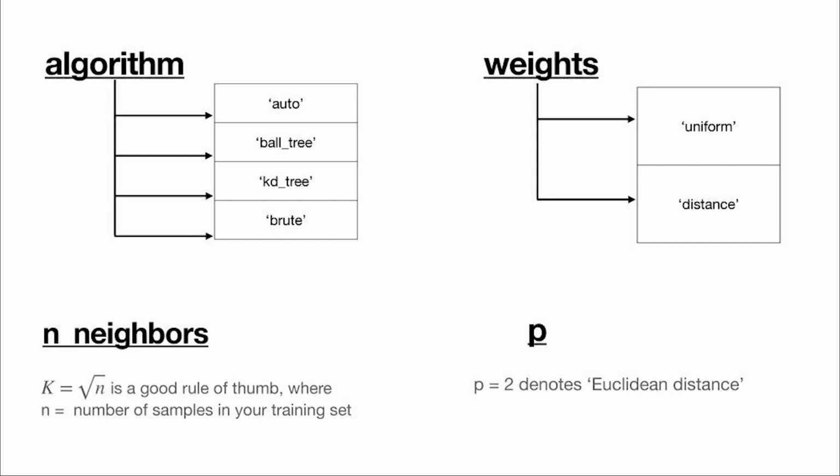The last one is p. As I told you earlier, the most common type of distance metric is the Minkowski metric, and it has this p hyperparameter. If p equals 1, it is Manhattan distance. If p equals 2, it denotes Euclidean distance. If p equals infinity, it denotes Chebyshev distance. So you can change p and see what works best for you.